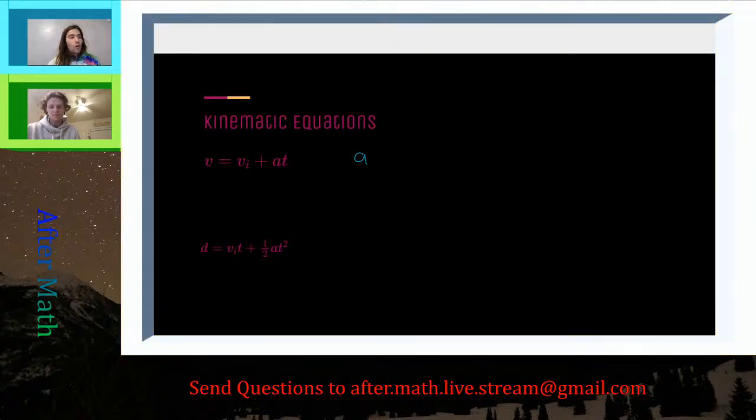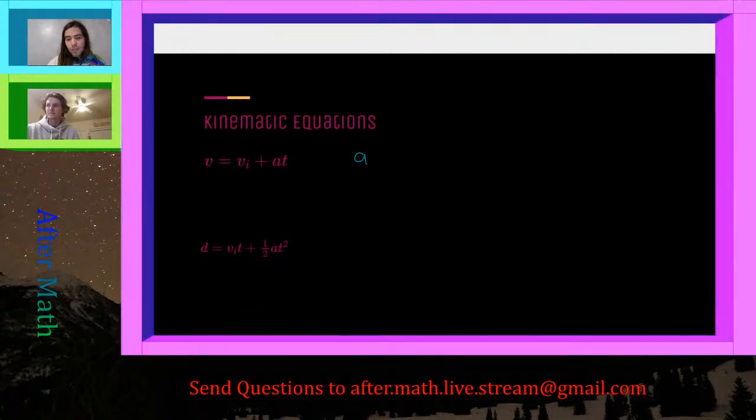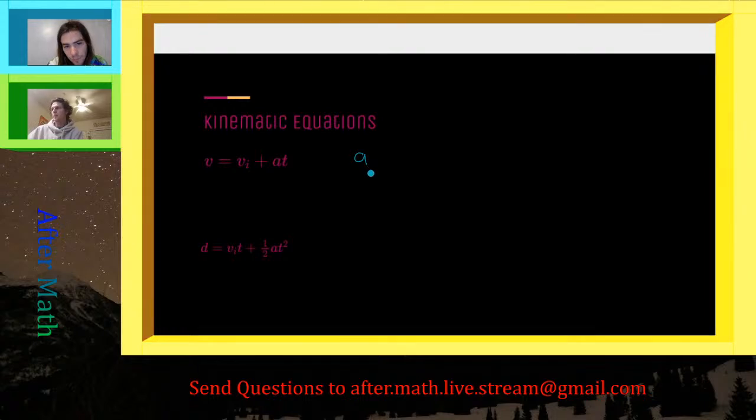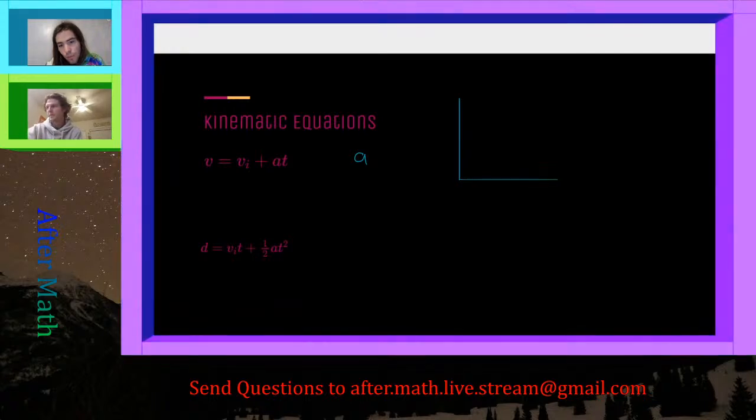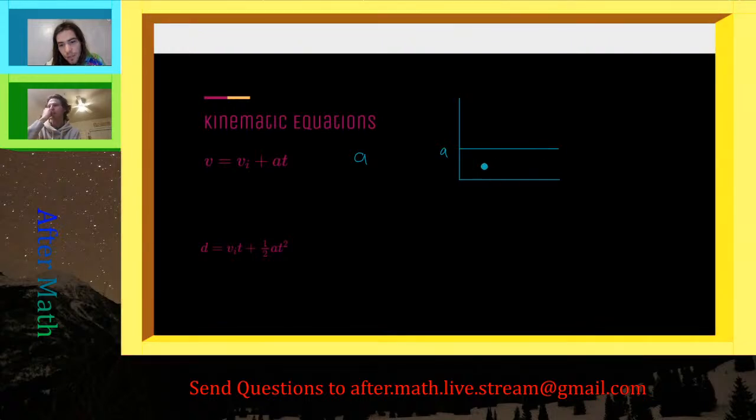And this is all with respect to t, right? It's a constant acceleration, so we just simply have a. We could make a graph over here, and look at that straight line. We'll just say that this is a at this point here, and it's constant, so it's just a horizontal line. And this is t down here.